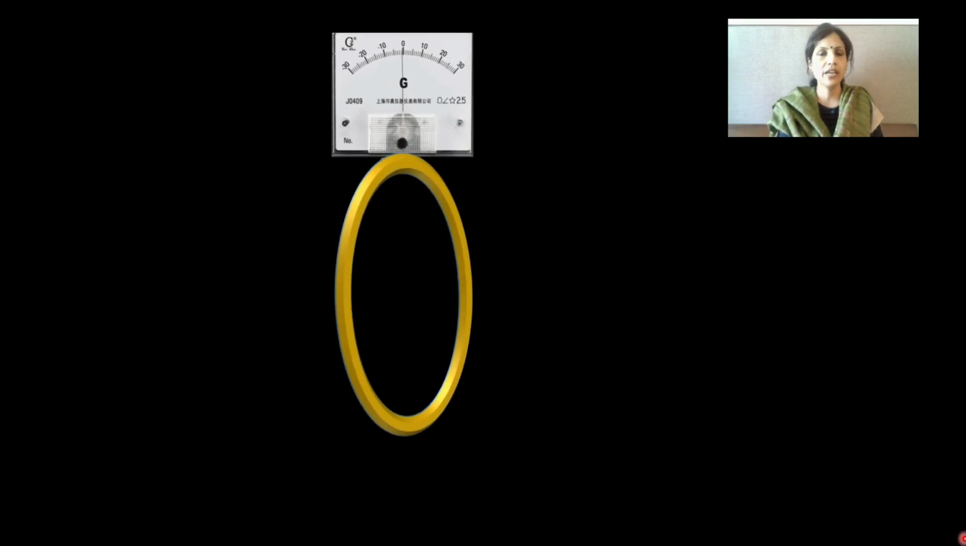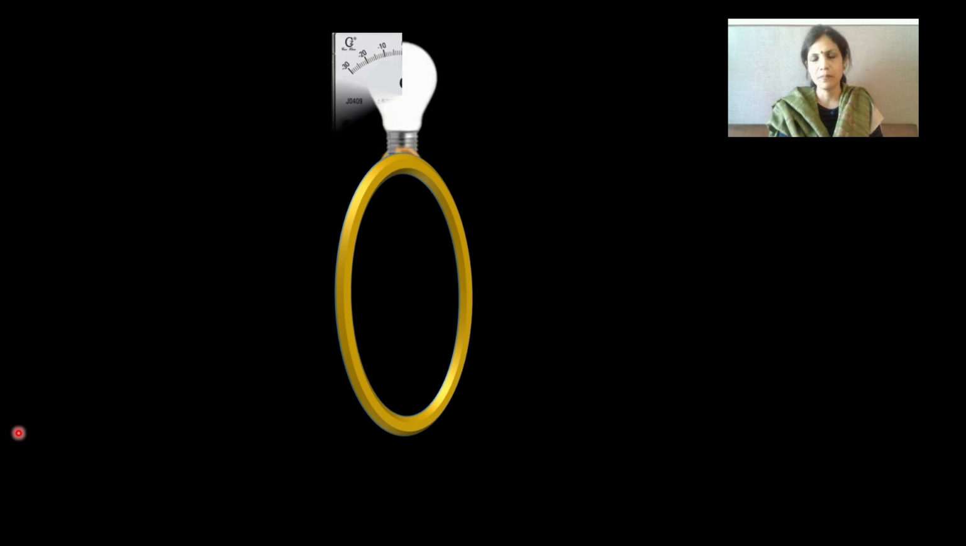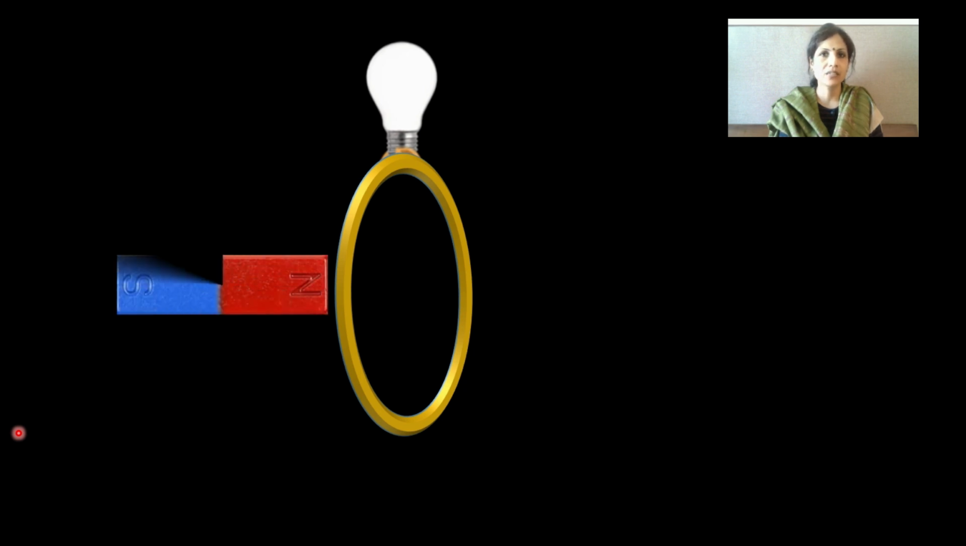So we have taken a ring and we will need a current sensing device. A galvanometer is a current sensing device, or you can say it's a device which is used to detect the presence of current in the circuit, and it is also used to find the direction in which the current is flowing in the circuit. But for our experiment, to make it more interesting, in place of the galvanometer, let's have an electric bulb. So if the current is generated in this coil, the bulb will glow. And how are we going to generate electricity? We are going to generate electricity with the help of a magnet. So I'll keep the magnet near to it.